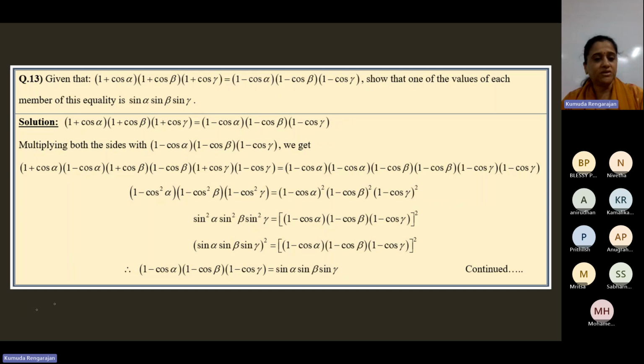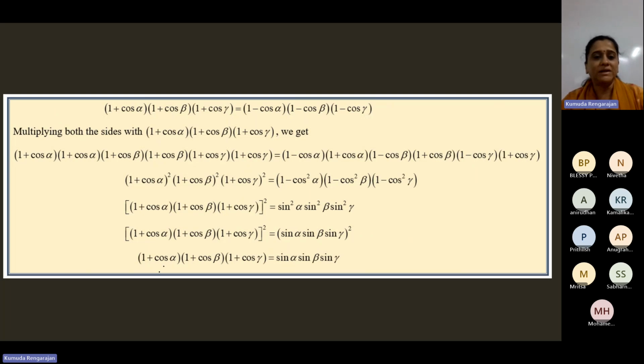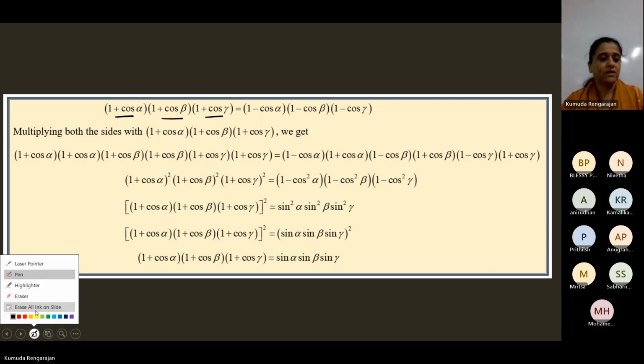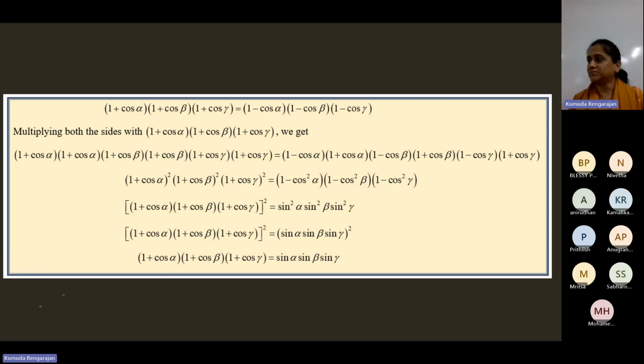Now, here we are multiplying both the sides with (1 minus cos alpha)(1 minus cos beta)(1 minus cos gamma). That is, we are multiplying both the sides with the RHS. Here we are multiplying both the sides with the LHS, (1 plus cos alpha)(1 plus cos beta)(1 plus cos gamma). When you do this, you will get the result. That's it.